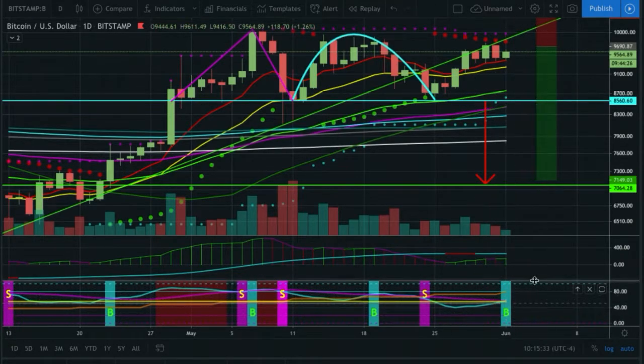Now look, what you're seeing right now though on the Bellina Assassina is we're getting our daily buy signal right here. That's the daily buy signal. So that's telling us we're about to enter a long-term uptrend.